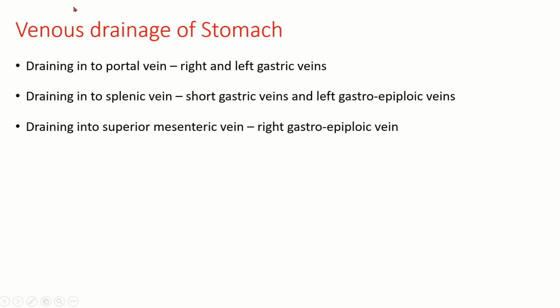Venous drainage. The veins which drain into the portal vein are the right and left gastric veins. The veins which drain into the splenic vein are the short gastric veins and the left gastroepiploic veins. The vein which drains into the superior mesenteric vein is the right gastroepiploic vein.